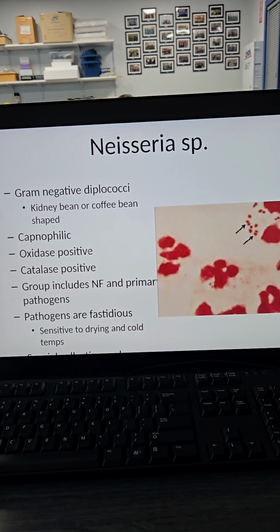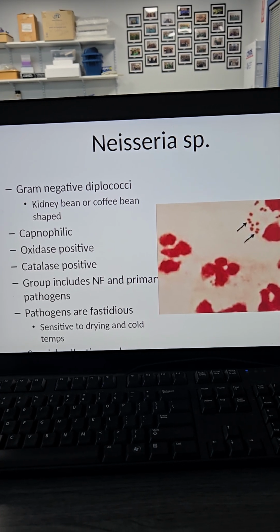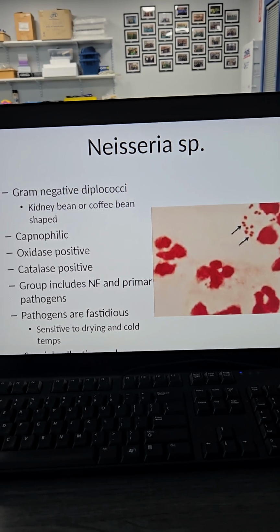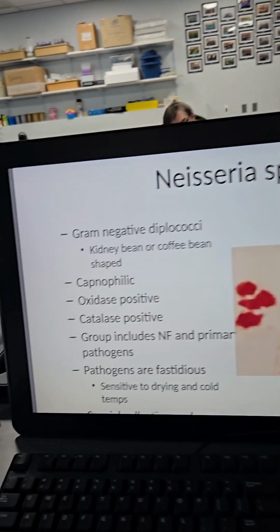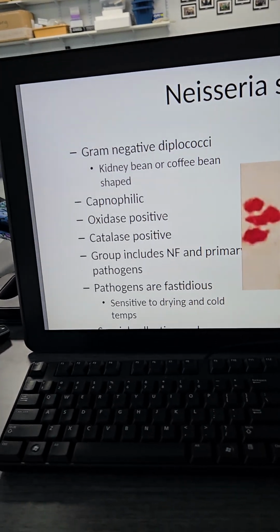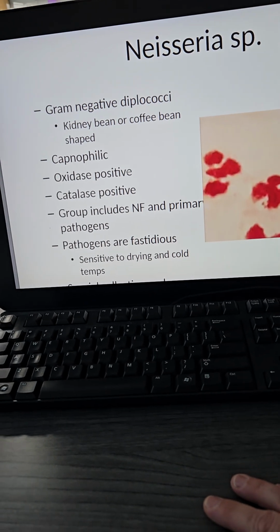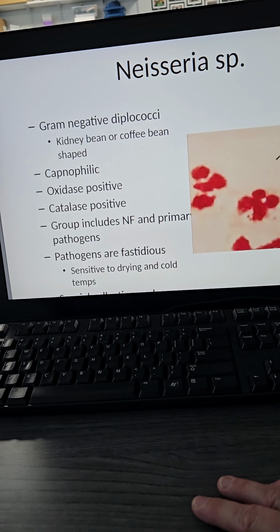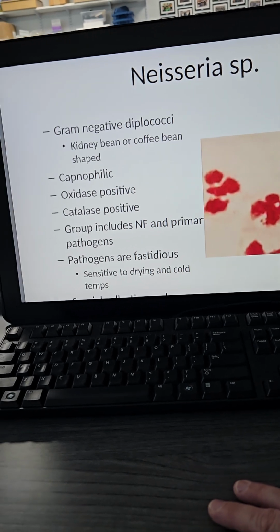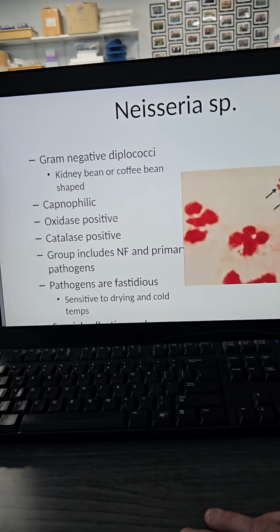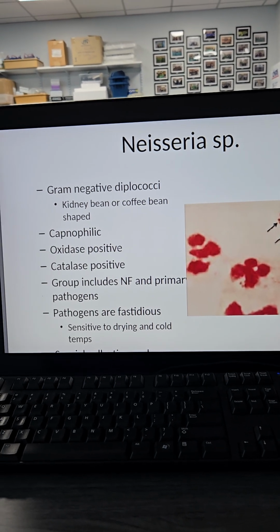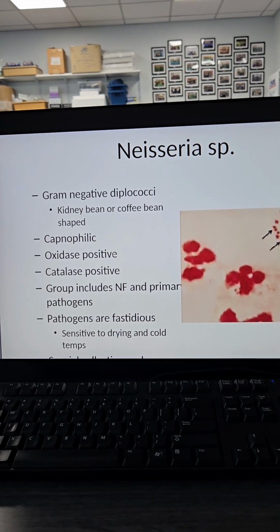Things that you do at the bench, you're going to do the catalase test and an oxidase test on them. Then you're going to do some identification testing, and once you get an identification, you also need to do a beta-lactamase test on it, because we need to know what kind of drugs to give.